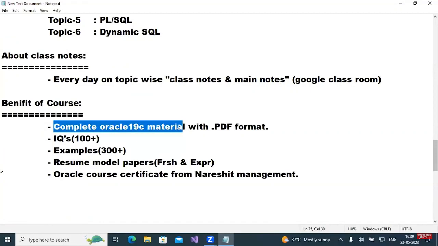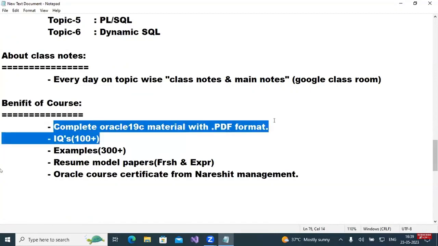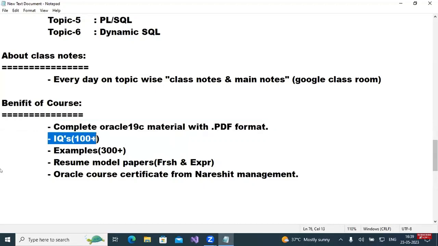I prepared my own material as per my 10-plus years of experience, as well as IQs, interview questions. I gathered these from so many interviews. When my students go to an interview, they come and tell me, sir, this question was asked. Like that I collected 100-plus questions with answers. This is useful if anybody tries for jobs on Oracle, so that's why I prepared it.